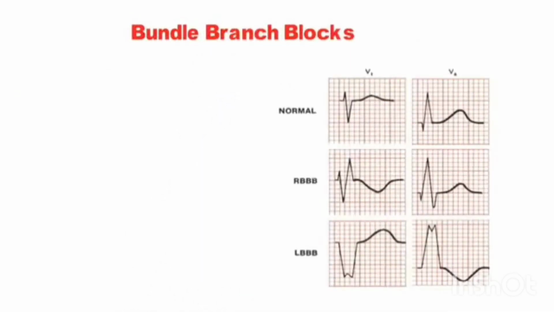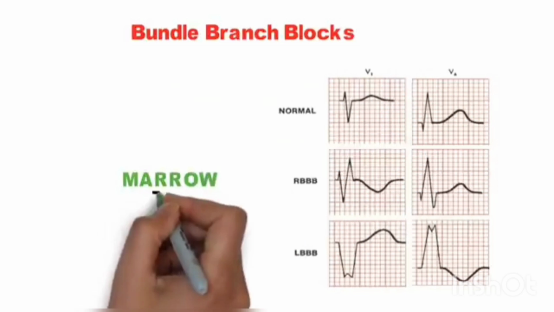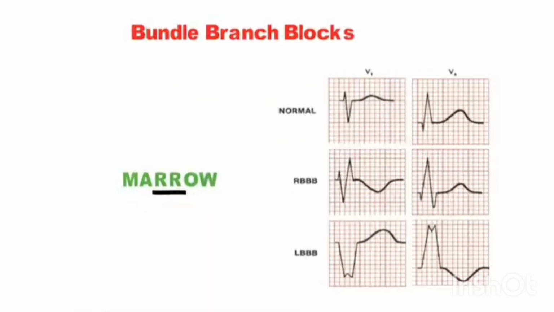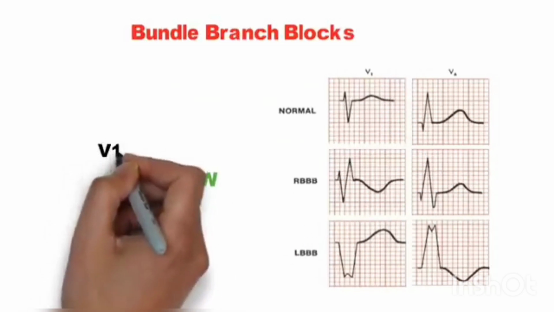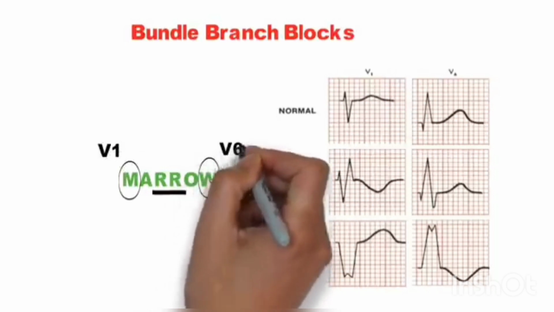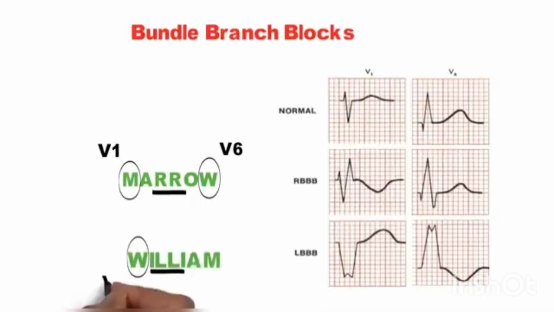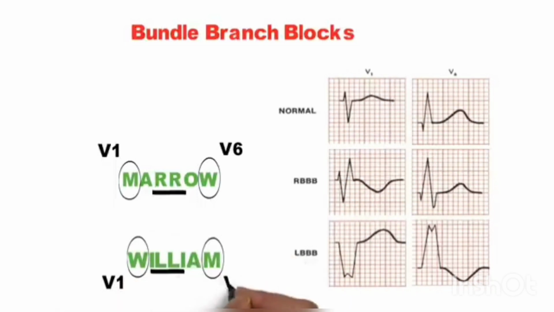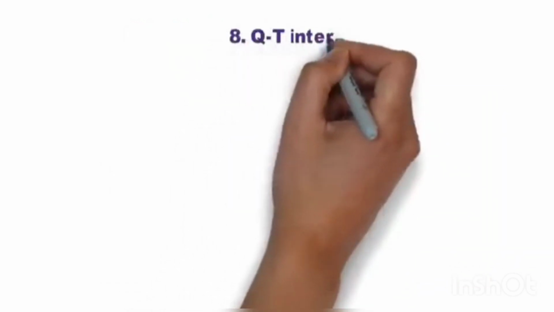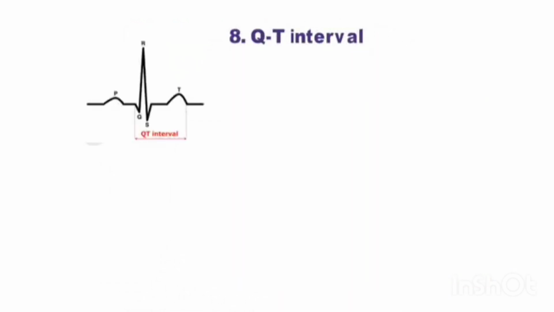In RBBB, there is an M pattern in V1 and a W pattern in V6. You can remember it with the mnemonic MARROW, where double R is for RBBB, and M in V1, W in V6. Similarly, you can remember the ECG of LBBB by the mnemonic WILLIAM, where a W pattern in V1 and an M pattern in V6 is present.